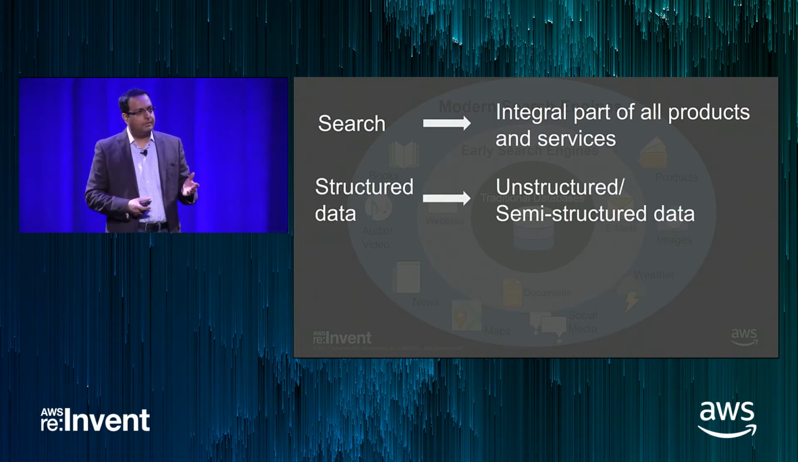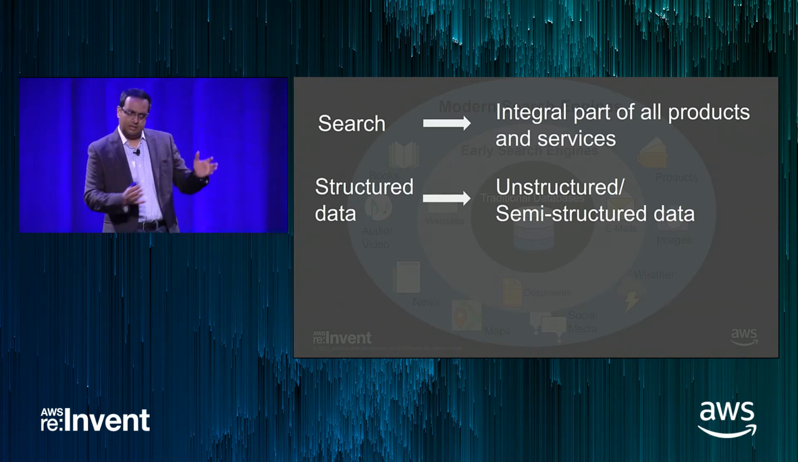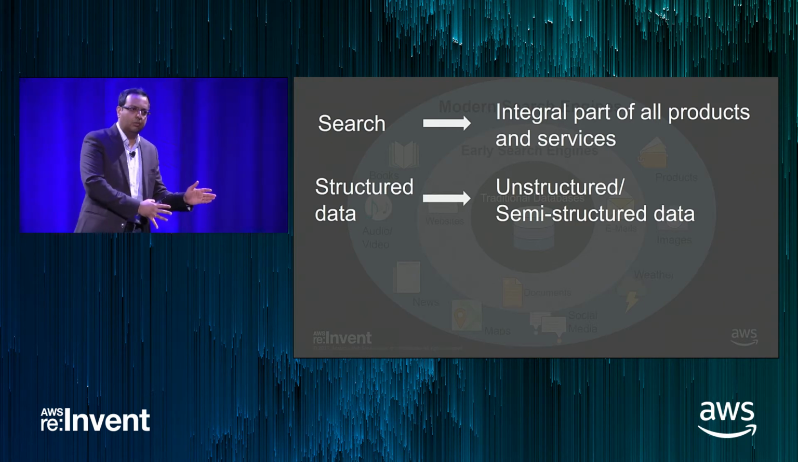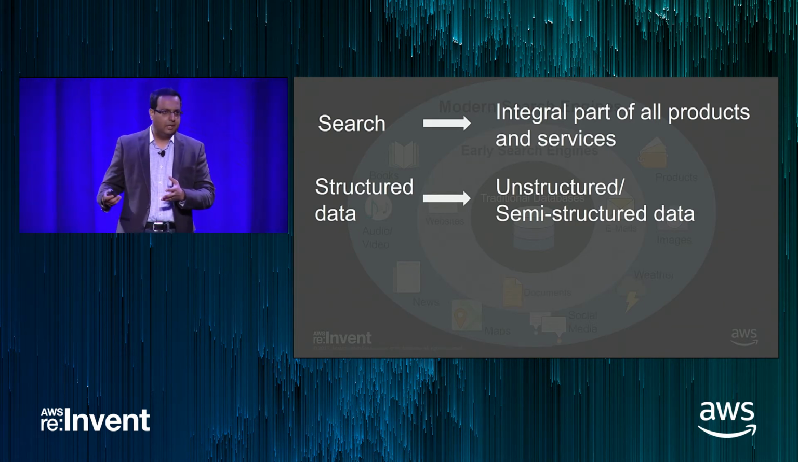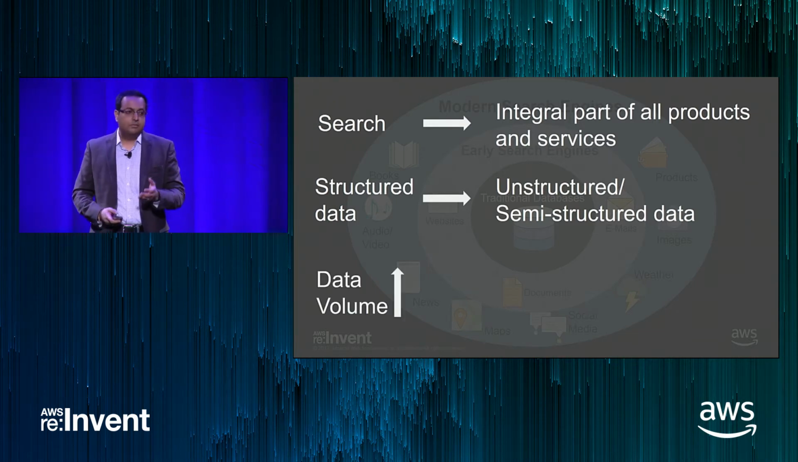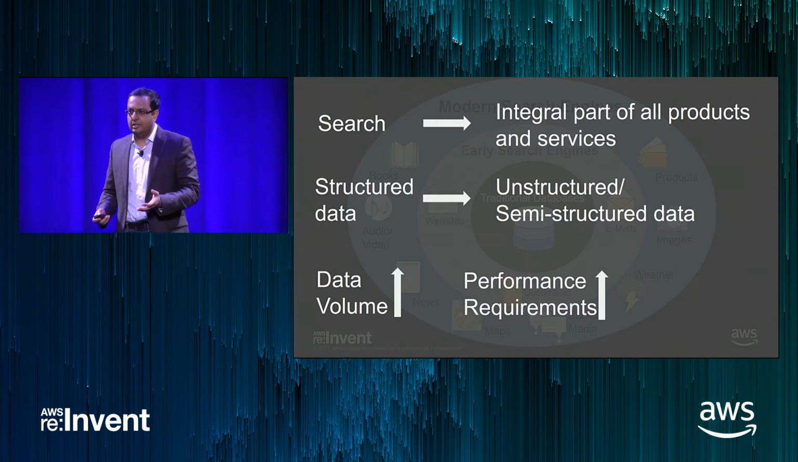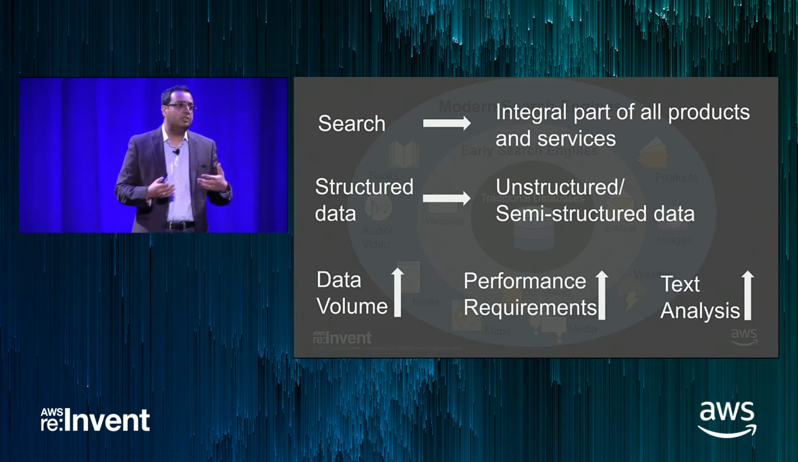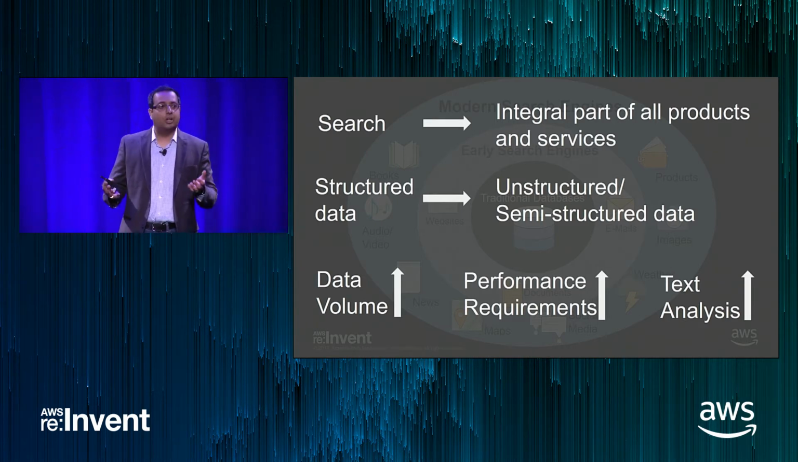The other key trend is structured data is now giving way to unstructured or semi-structured data. Gone are the days where you had everything in a tabular, relational database format. Now you've got different, more flexible formats. But that's not it. Data volume is increasing. Your performance requirements are increasing. Also, the need to analyze text in a smart way, in a language-aware way, is also increasing.